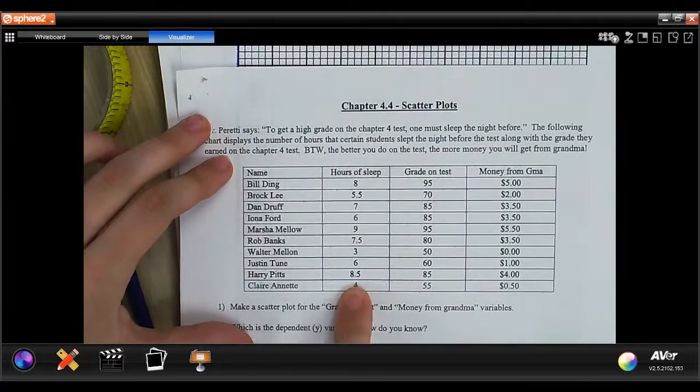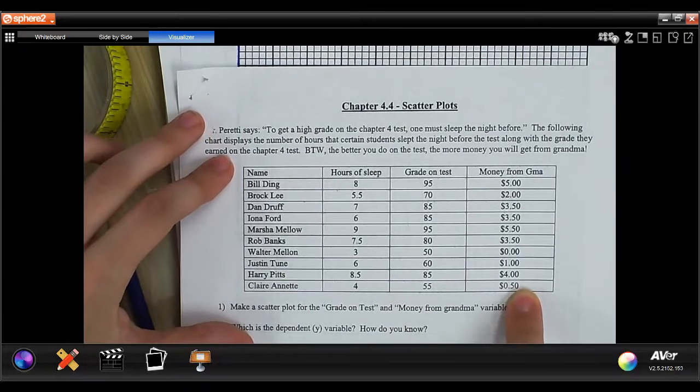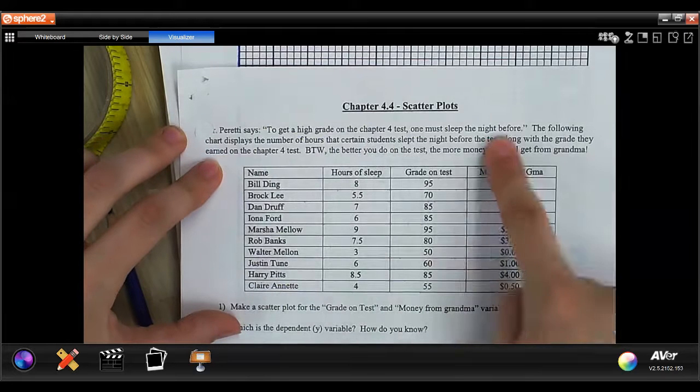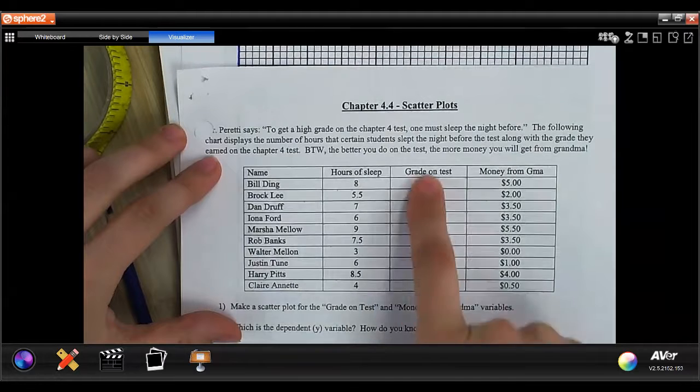And then we're looking at hours of sleep that they got, the grade on the test that they got, and then money from grandma that they got. And Peretti has said that to get a high grade on the Chapter 4 test, one must sleep the night before. So we're going to actually take a look at hours of sleep and the grade on the test.